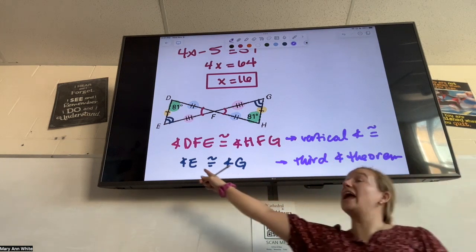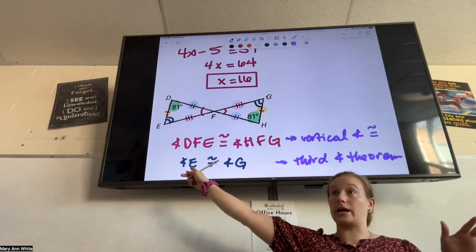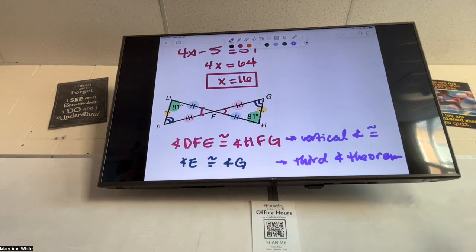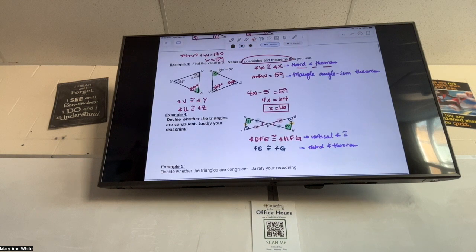If I say angle E, you all know exactly what I'm talking about, right? But if we labeled these as just F and F, that'd be super confusing, right? Because there's a lot going on at F. So we have to use three letters in order to describe those. Is this enough information now to justify whether these are congruent?